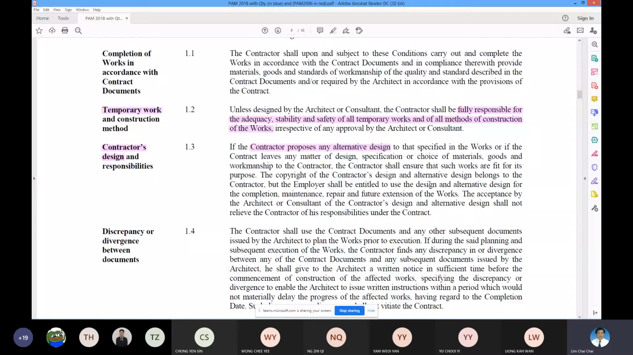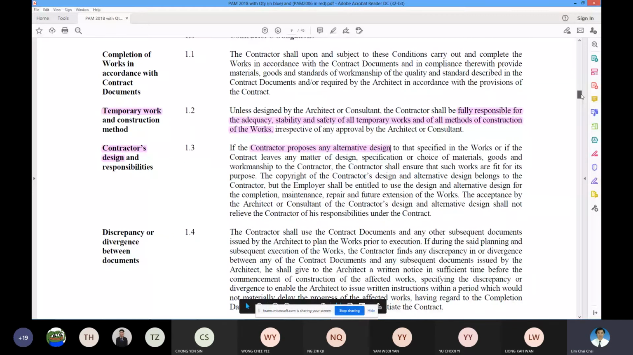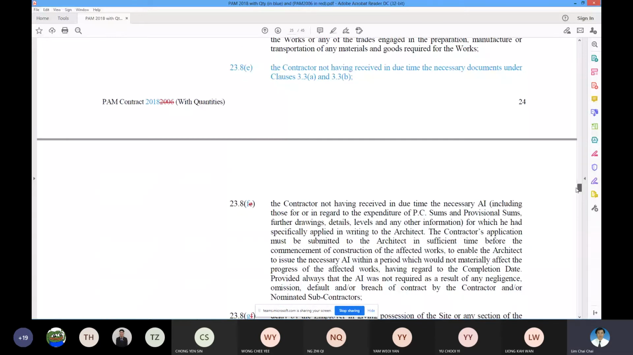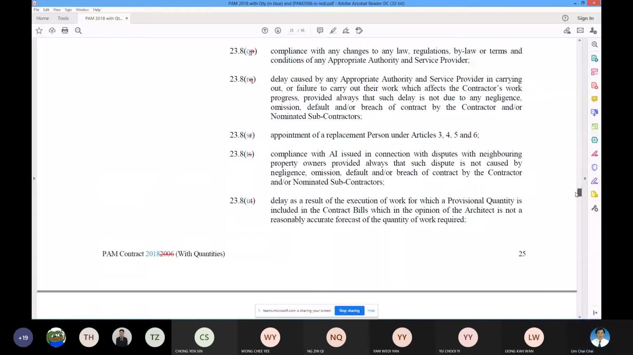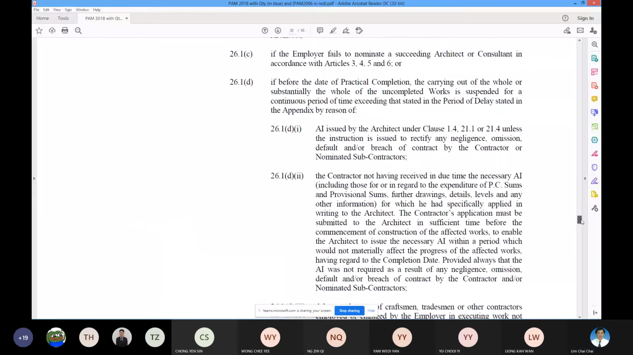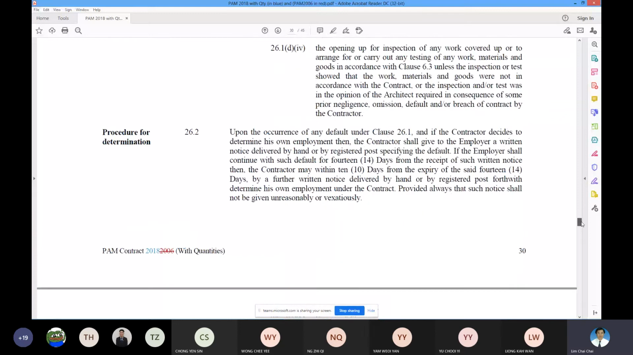Okay, so on temporary work, yes, it's 100% the contractor's responsibility. And then the other one you're talking about, 27.6. You go to 27.6. That is your NSCs. NSCs are also the contractor's. So you look at your clause 27 on the NSCs work, normally subcontractor, 27.